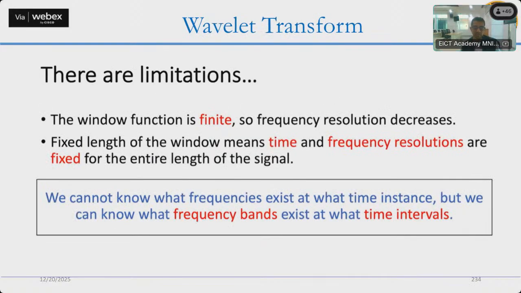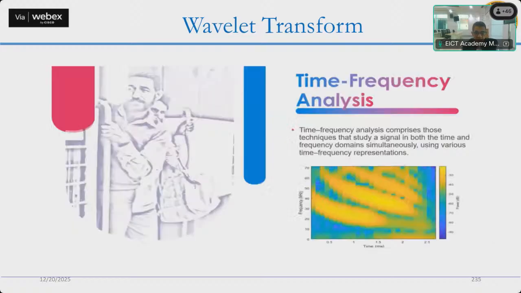There are limitations. What are the limitations? The window function is finite, so frequency resolution decreases. A fixed length of the window means time and frequency resolution is fixed for the entire length of the signal. We can't know what frequencies exist at what time instance, but we can know what frequency bands exist at what time interval.